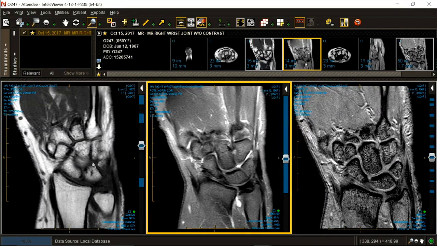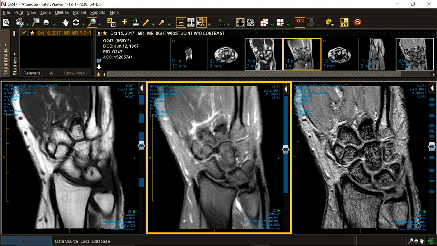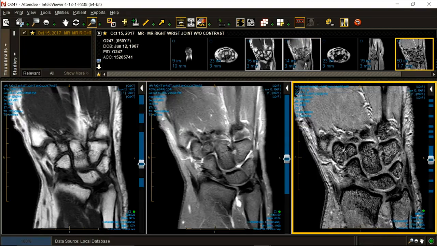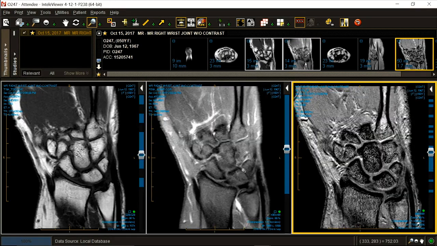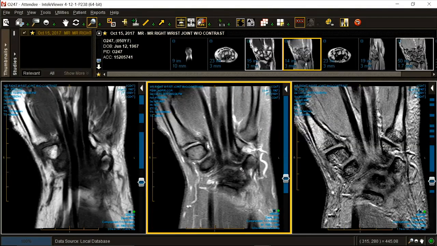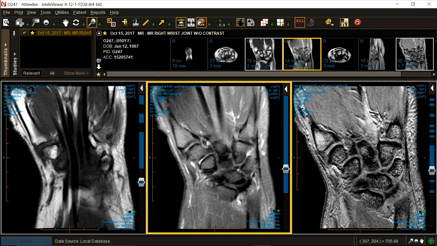On the left, T1. In the middle, PD spur. And on the right, GRE. Anatomy, detection, articular, tendon ligaments. I'm going to give you my approach in a moment, so I'm not going to take you all the way through the approach. Just want to introduce this case because of the special sequences.